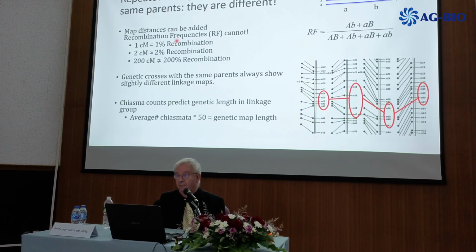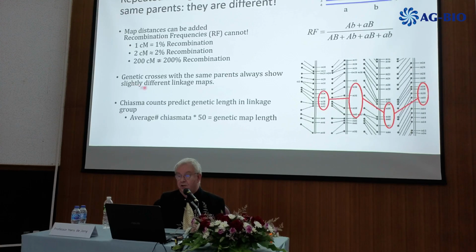And that is what my message is here. Map distances can be added, recombination frequencies cannot. So again, 1 centimorgan corresponds to 1% recombination. 2 centimorgans is about 2% recombination. But 200 centimorgan is definitely not 200% recombination. Why? Because I told you we can never add more than 50% crossovers.